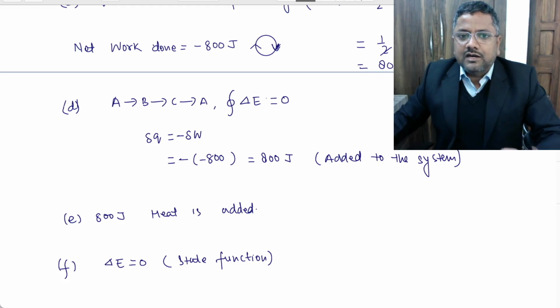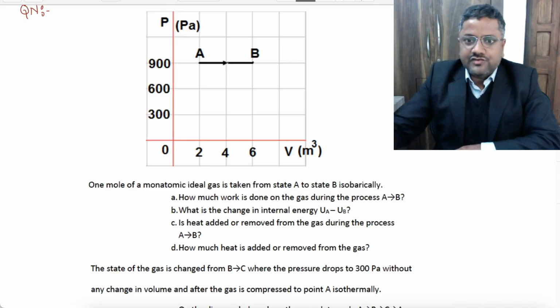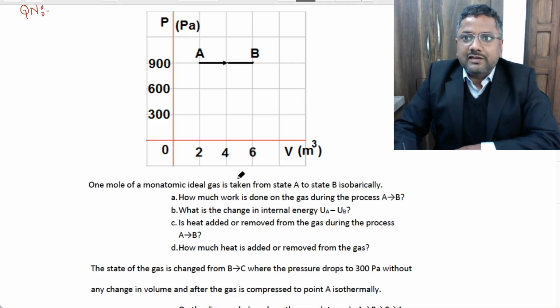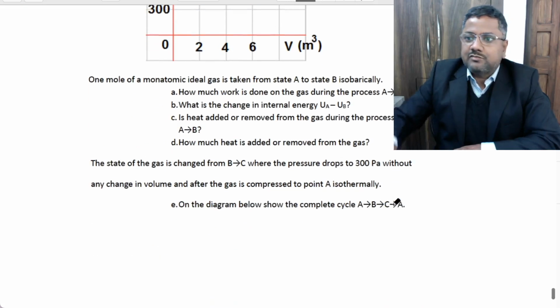Good. Hopefully all of you are well equipped to use the first law of thermodynamics expressions, right? Now see one more question. 1 mole of monoatomic ideal gas is taken from state A to state B isobarically. Okay, it is clear. The process is isobaric. How much work is done in this process? So, first part of this question.